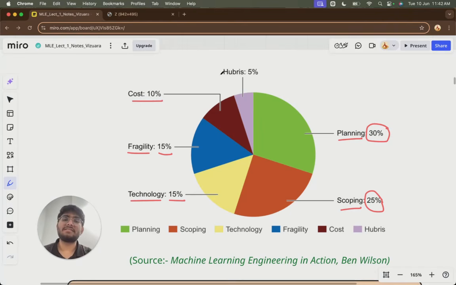And next is hubris. That is, you have underestimated the project. You are a little overconfident, thinking, oh, I can manage this project and this will happen. This accounts for very little, but it is still equally important to remember that you should never underestimate a project, whether it is easy or hard.